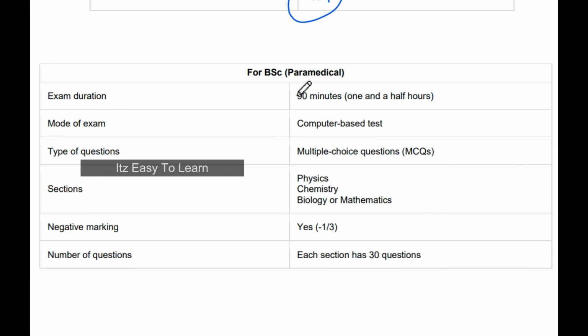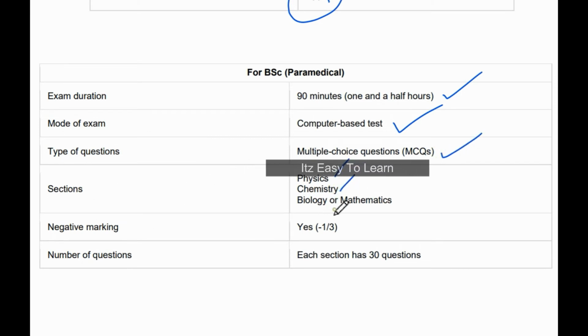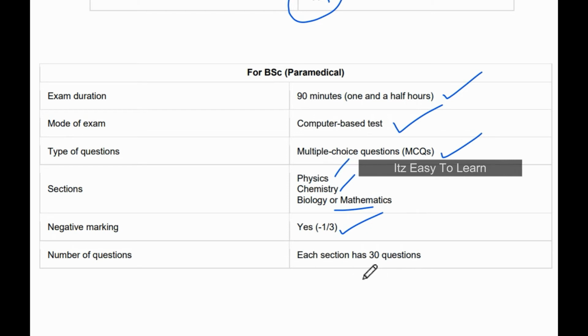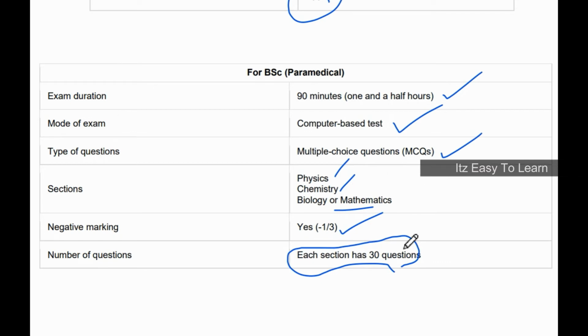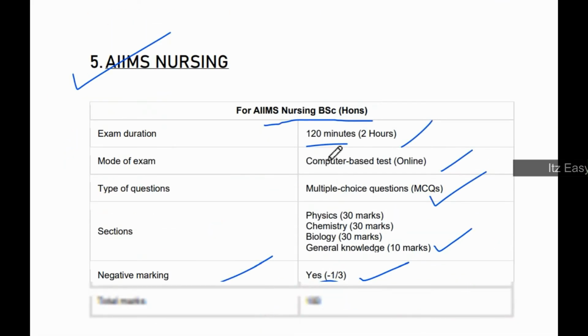And for BSc paramedical, the examination duration is 90 minutes, that is 1.5 hours. Mode of examination is the same, online, computer based. Type of question is obviously MCQ. Sections will be physics, chemistry and biology or mathematics. Obviously there is negative marking, that is -1/3, and there will be a total of 30 questions in each section, that is 30 for physics, 30 for chemistry and 30 for biology or mathematics. So this is the pattern for BSc paramedical. So Aiims nursing is done.